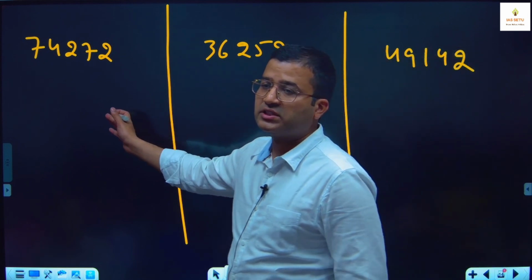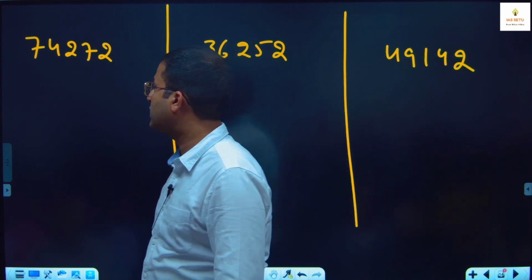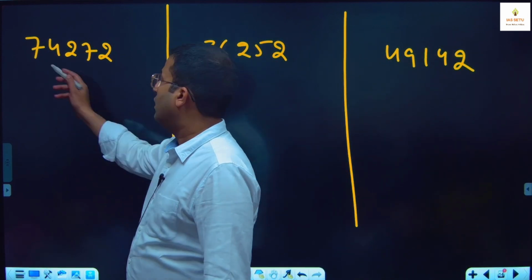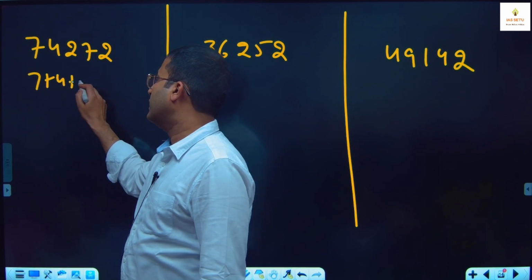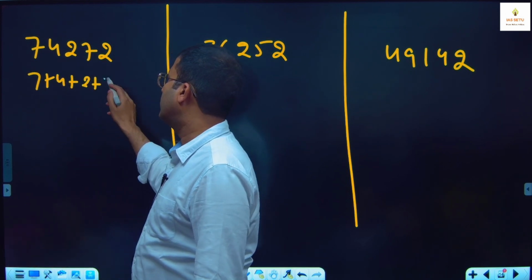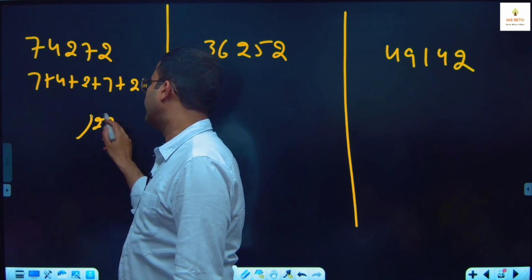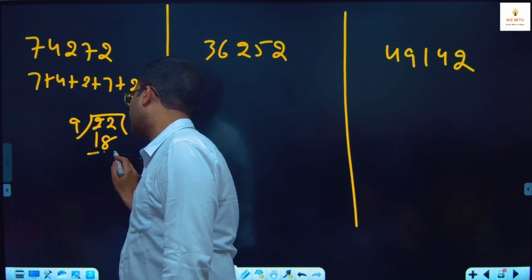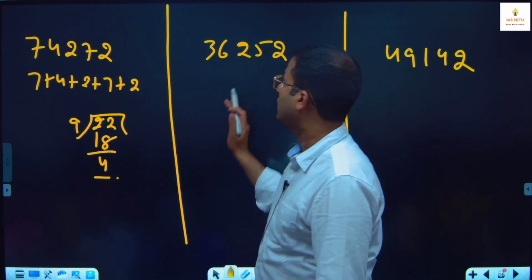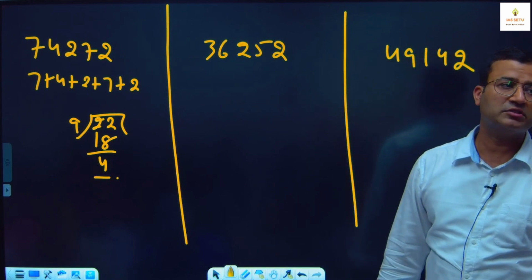First number, is this divisible by 9? No. What is the remainder? 4. 7 plus 4, 11, 13, 20, 22. 22 is not divisible by 9, so we get a remainder. Remainder is 4. This second number, is it divisible by 9?